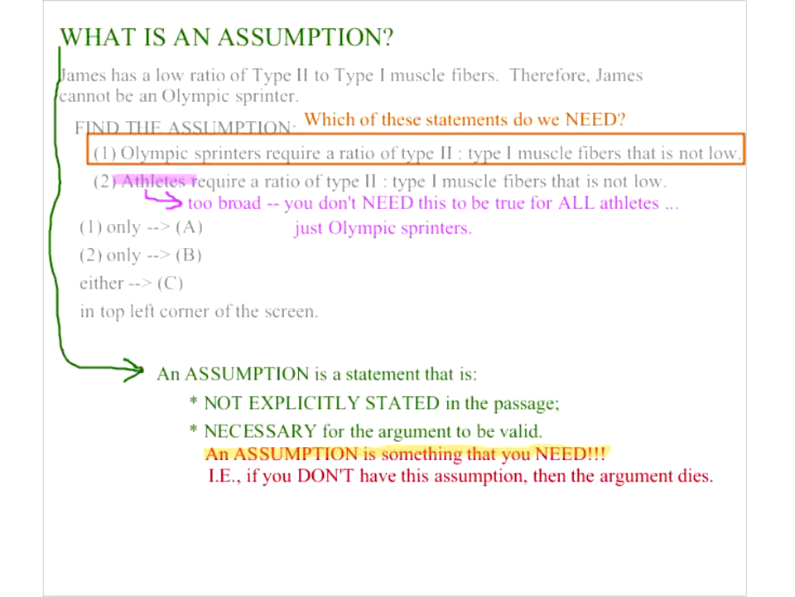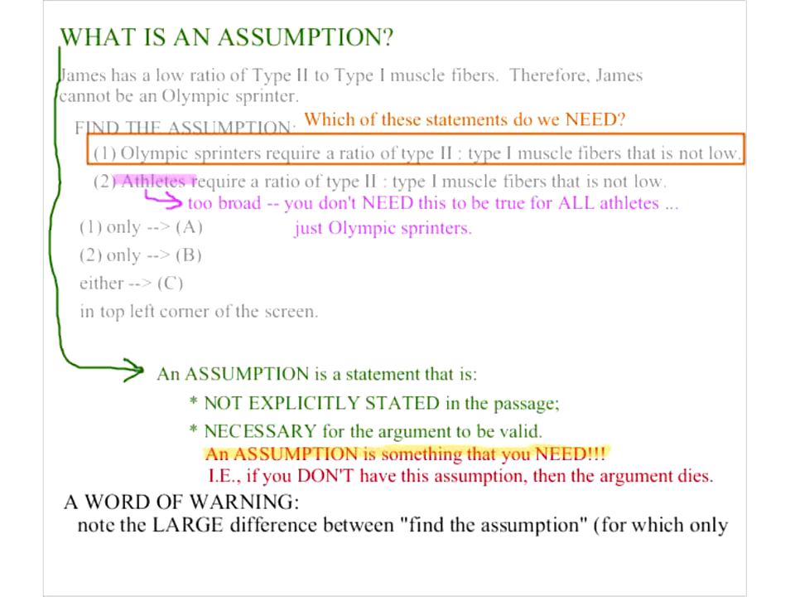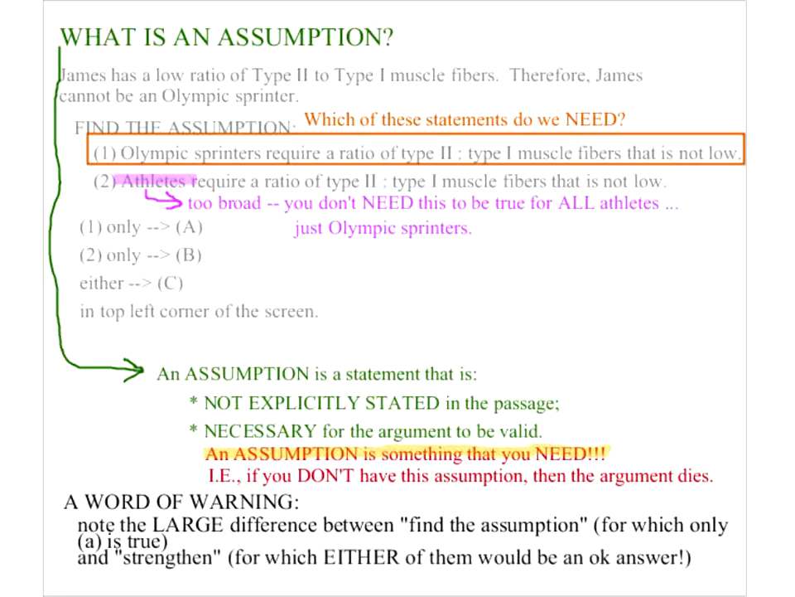And here's a word of warning. We're going to start looking at some problems now. Before we do that, a word of warning. Note the large difference between find the assumption, for which only the first one of these is true, and strengthen the argument, for which either of them would be an okay answer. This is more difficult than you think, because remember, in critical reasoning, these problems are a mixed bag. They don't present you all the assumptions first, and then all the conclusions, and then all the strengthens and weakens. You get them in an arbitrary order, and they are very thoroughly mixed together.